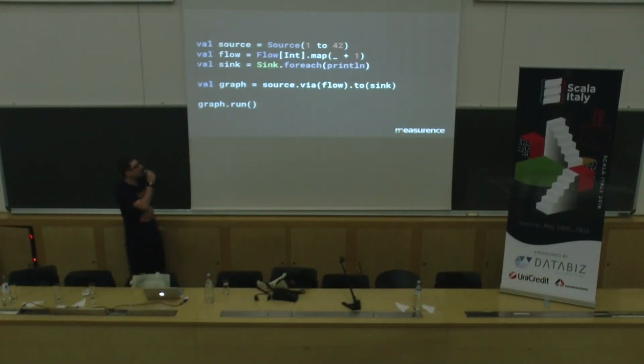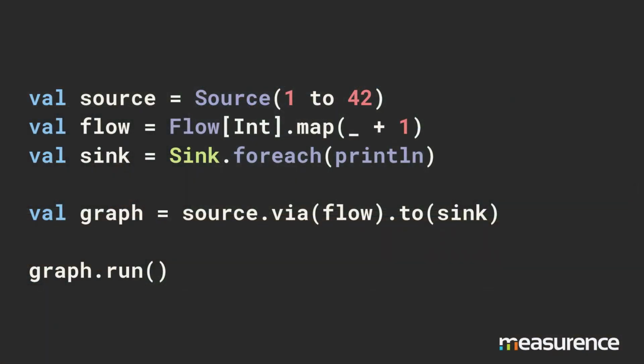This is an example of code using Akka Streams. There is a sample source, a sample flow, and a sample sink. You can easily guess what these pieces do.